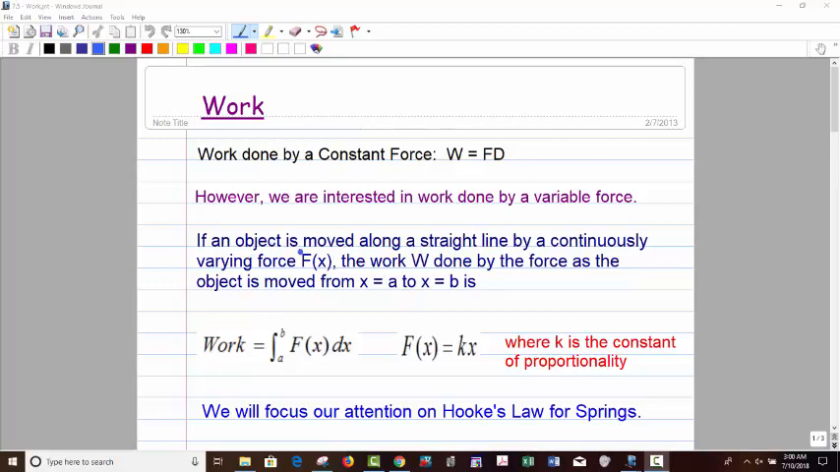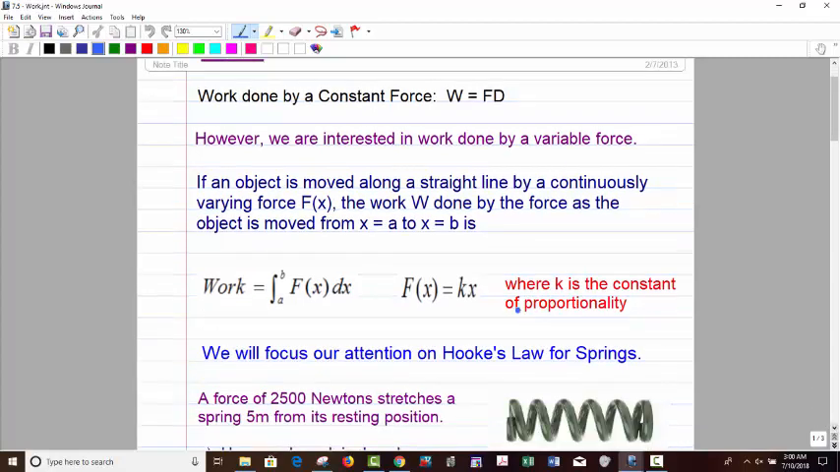Now, if an object is moved along a straight line by a continuously varying force, the work done by the force as you move it from A to B would be the definite integral from A to B of f of x dx, where f of x is kx, where k is what's called the constant of proportionality.